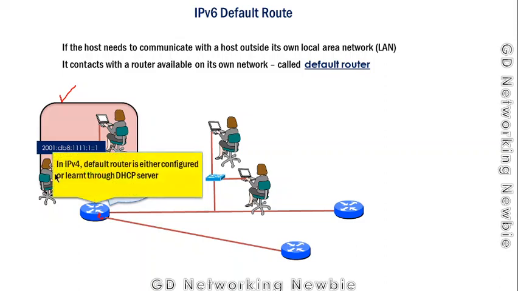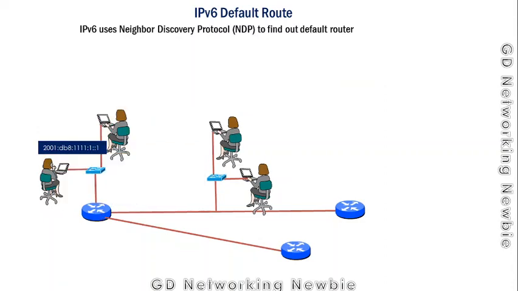Now in IPv4, this default router is either configured manually or learned through a DHCP server. So this was about IPv4. Now, how do we get the same information in IPv6? To get the information about the IPv6 default route, there is a protocol, the Neighbor Discovery Protocol, and that protocol helps us find out the default router.